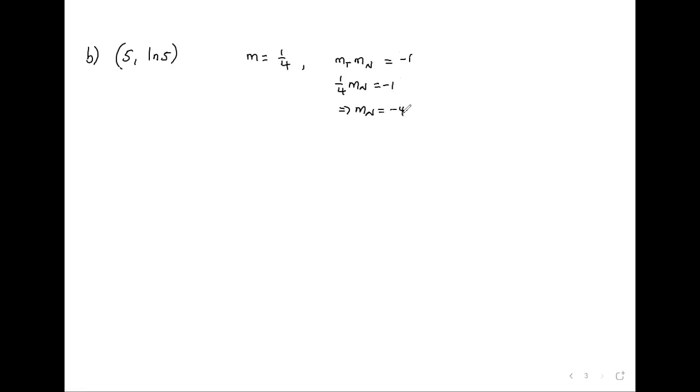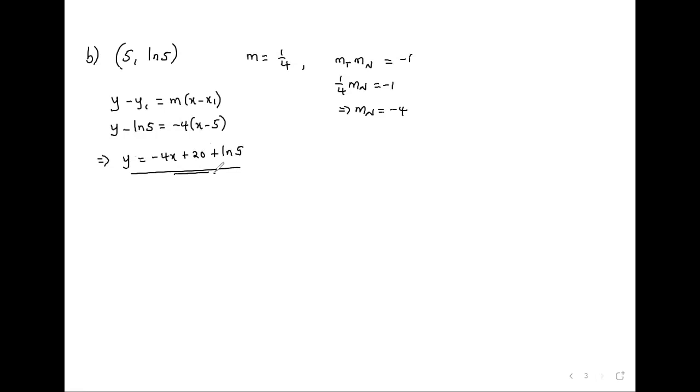What does that mean? You have y minus y1 is equal to m times (x minus x1) as the equation of the line. So y minus y1, which is ln 5, is equal to m, which is -4, times (x minus x1, which is 5). So we get y is equal to negative 4x plus 20 plus ln 5. So that is the line that we're looking for. Okay, let's go to question 3.